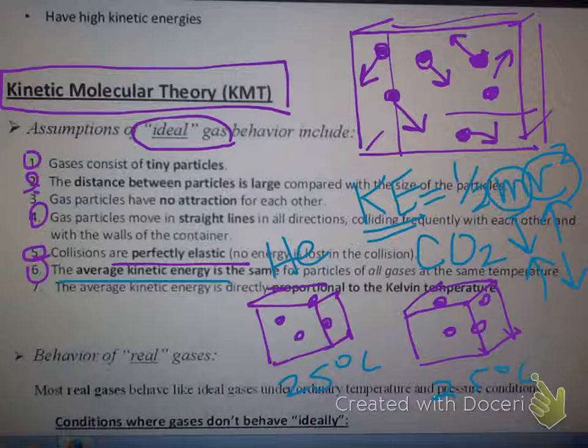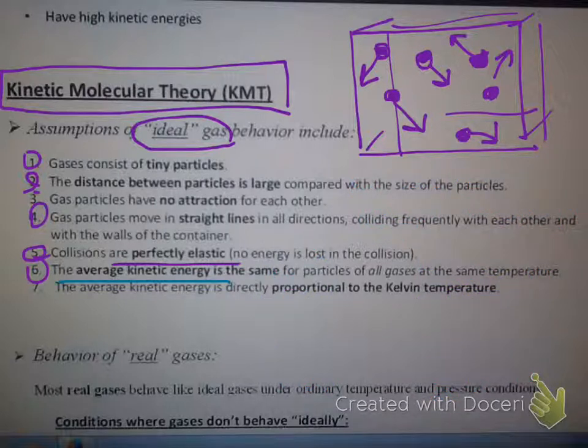So the rates of the gases are not the same, the rate at which the particles are moving. However, they have the same kinetic energies. That's going to be important later on in the chapter. Let me erase all that. All gases at the same temperature, their particles have the same kinetic energy. But if they have different masses, they might be moving at different rates.